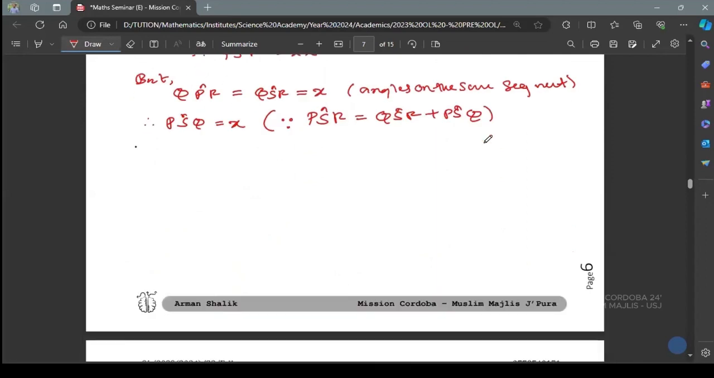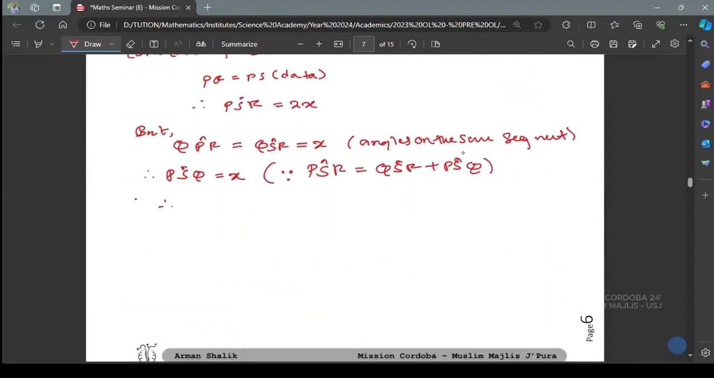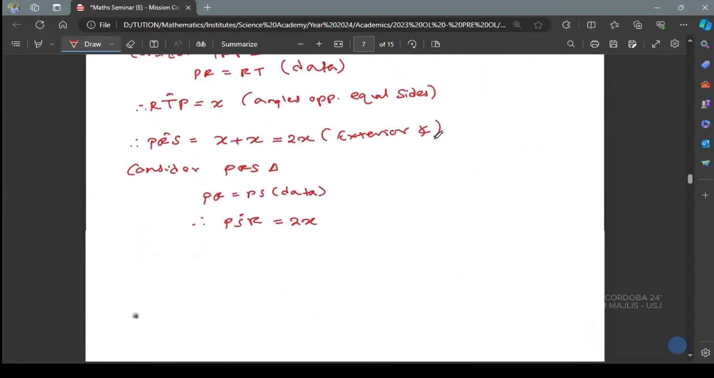So, therefore, here you prove that these two portions are equal. That's what we wanted. Therefore, I can say QS bisects the PSR angle. This is the answer for the first question. This logical reasoning must be there.